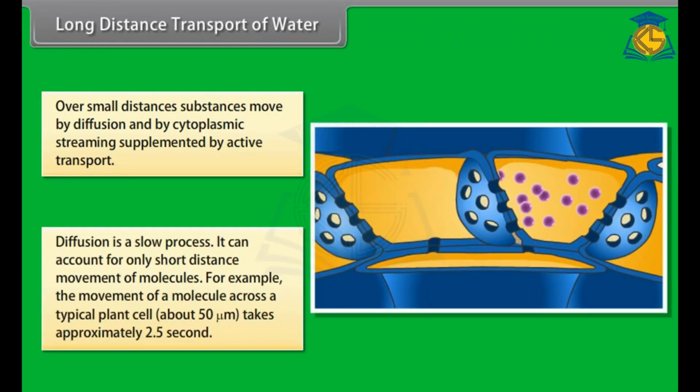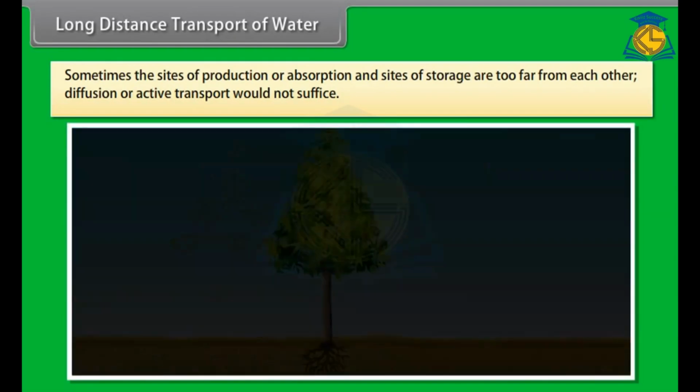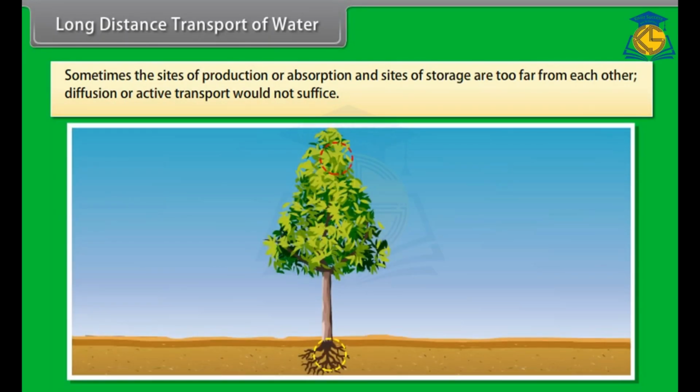Diffusion is a slow process. It can account for only short-distance movement of molecules. For example, the movement of a molecule across a typical plant cell takes approximately 2.5 seconds. Some trees are up to 50 feet tall. So think how many years it would take for the movement of molecules over a distance of 25 to 30 feet within a plant by diffusion alone. Sometimes the sites of production or absorption and sites of storage are too far from each other. Diffusion or active transport would not suffice.